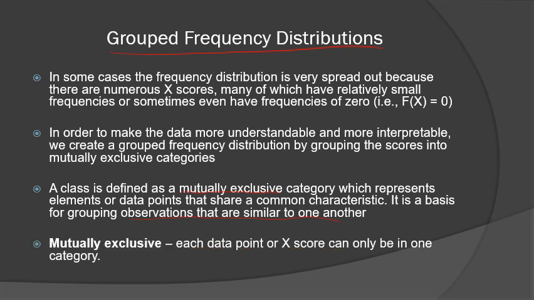There's a term here, mutually exclusive. Mutually exclusive means each data point can only be in one category. We'll come back to this later, but when we're doing group frequency distributions, it needs to be mutually exclusive, meaning there can be no X value that's in more than one category. It also should be exhaustive, meaning all X values are in a category. But that comes from the way we're going to set it up.